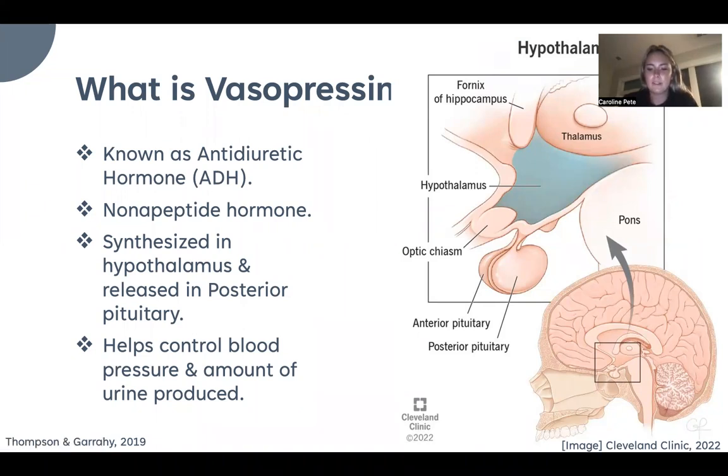Vasopressin plays a significant role in helping the blood vessels constrict and allowing the kidneys to control the amount of water and salt in the body, ultimately assisting in the control of blood pressure and the amount of urine made. The hypothalamus produces vasopressin and then secretes it into the blood via the pituitary gland.